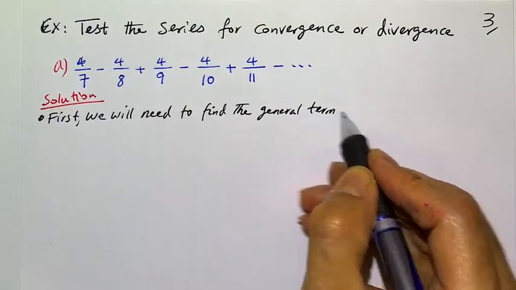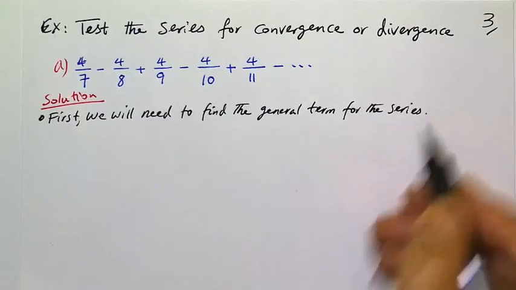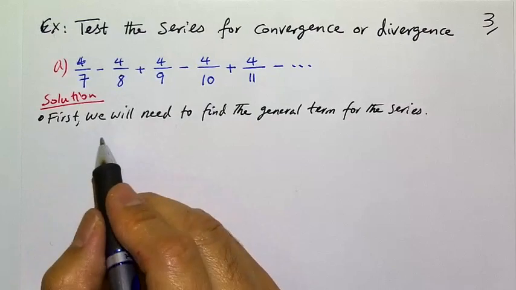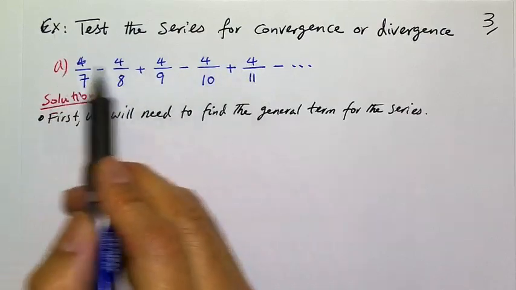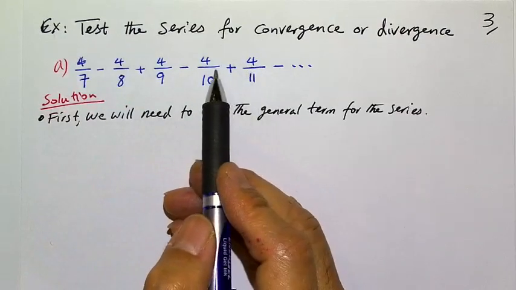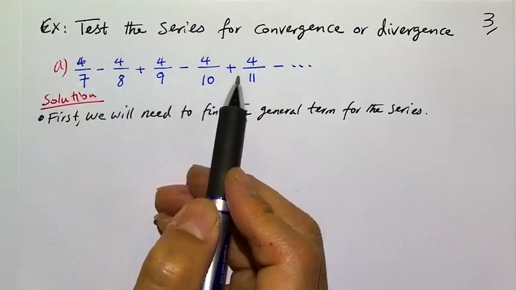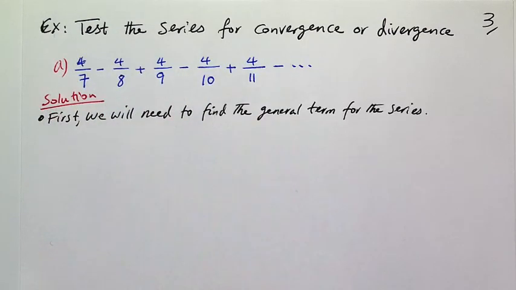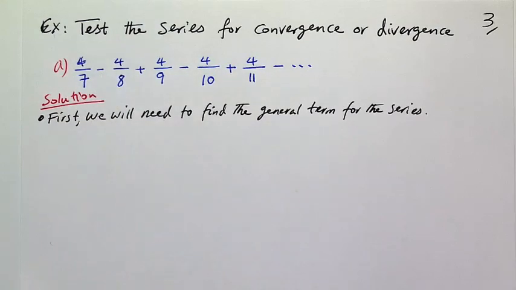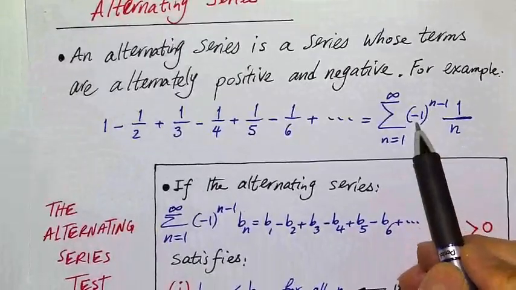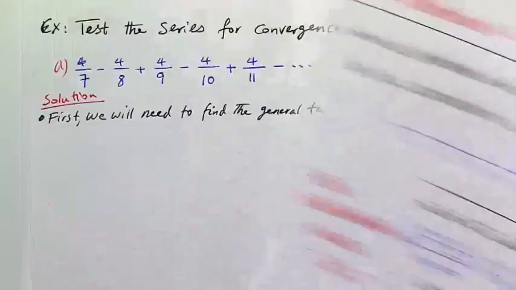The general term for the series. Okay, so let's see how we can do that. The numerators are constants, so that's easy to establish. It's just going to be 4. Obviously, we go positive, negative, positive, negative, so this is an alternating series. When we start from positive and then negative, we know that we can obtain that by saying -1 to the n-1 power. So we can easily establish that.